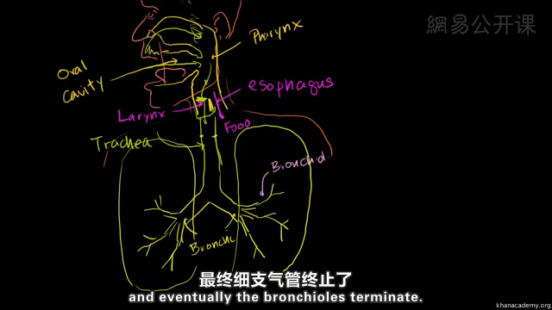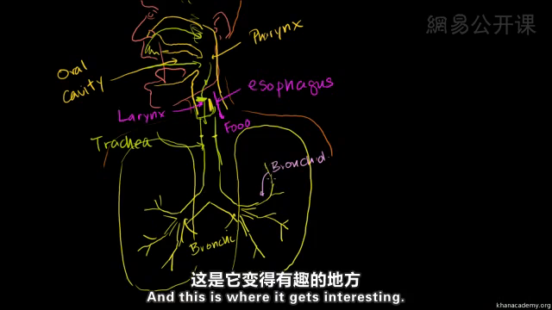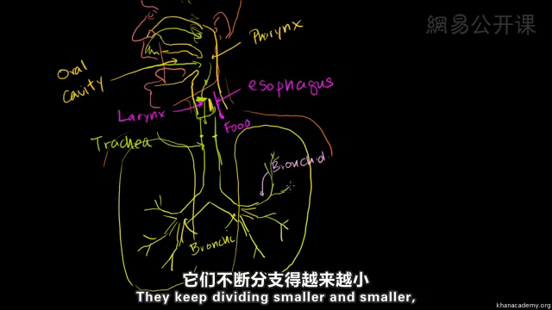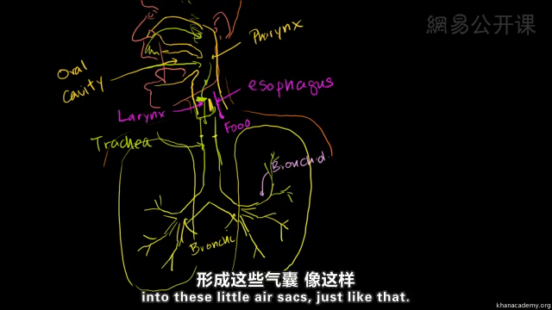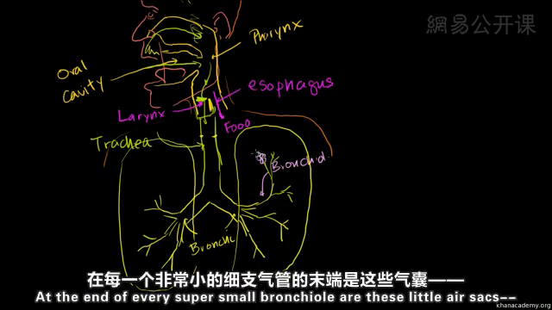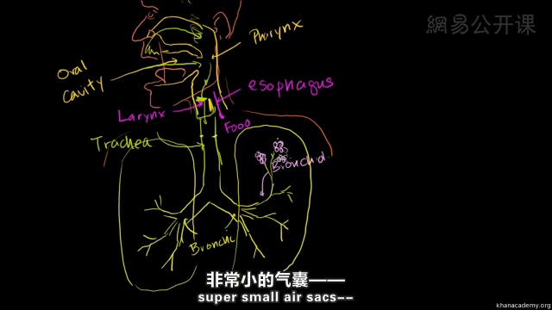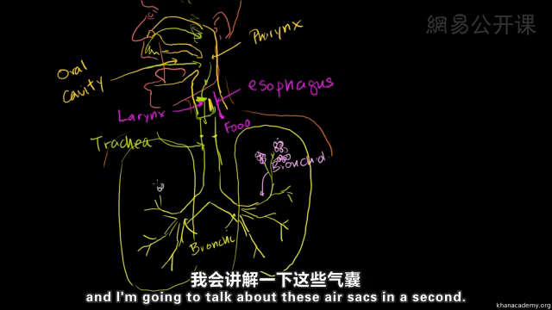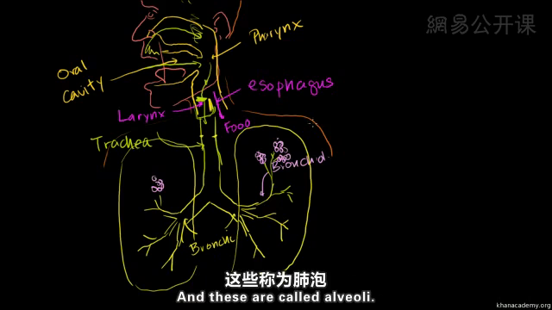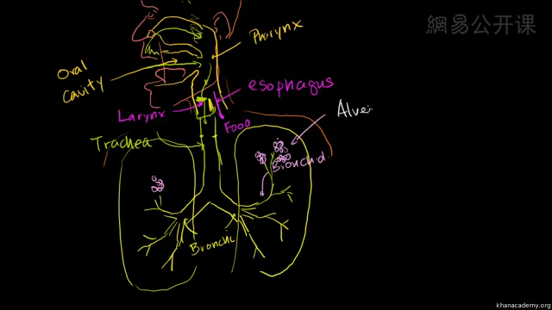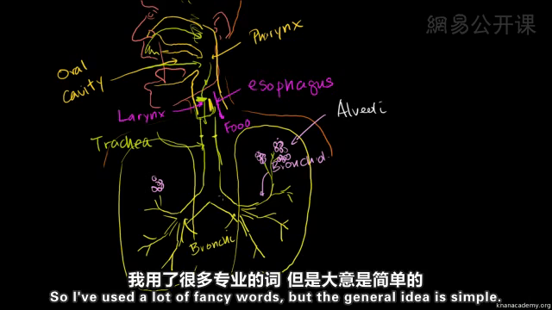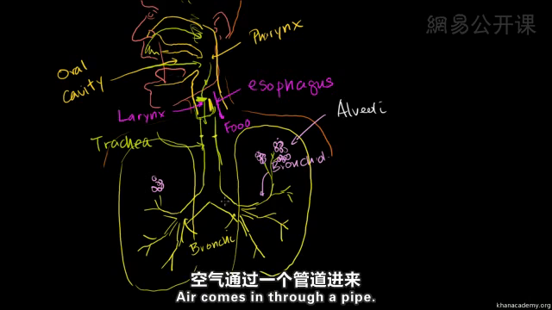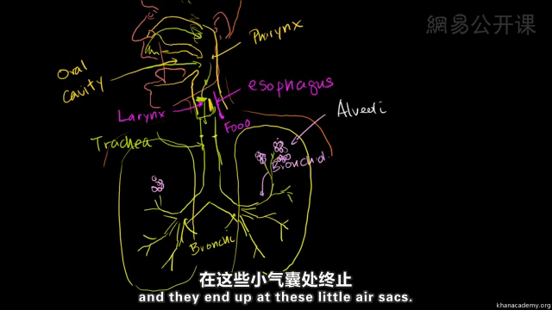And eventually, the bronchioles terminate. And this is where it gets interesting. They keep dividing smaller and smaller, thinner and thinner, into these little air sacs. These little air sacs, just like that. At the end of every super small bronchiole are these little air sacs. Super small air sacs. And I'm going to talk about these air sacs in a second. And these are called alveoli. So I've used a lot of fancy words, but the general idea is simple. Air comes in through a pipe. The pipe gets thinner and thinner. And they end up at these little air sacs.